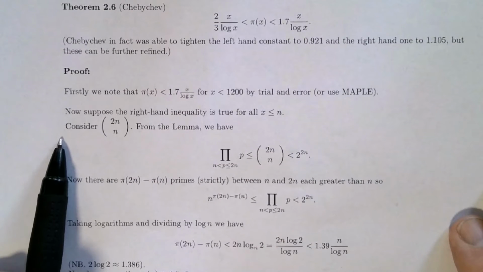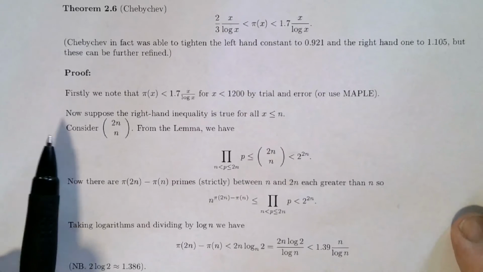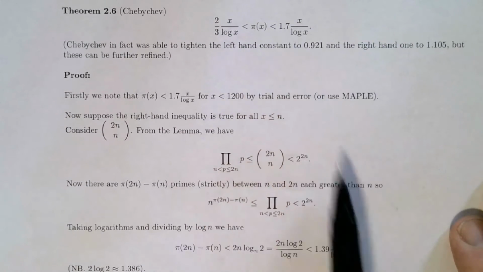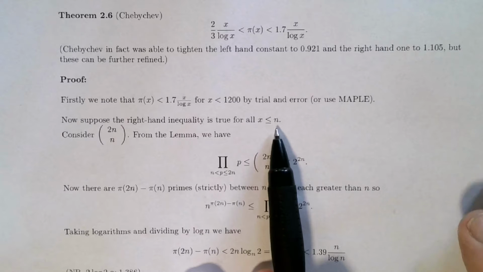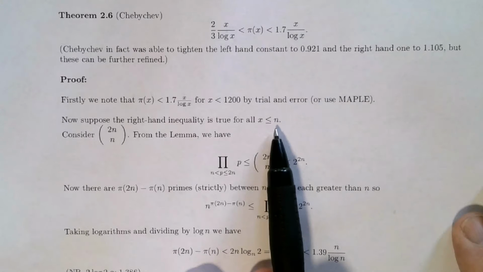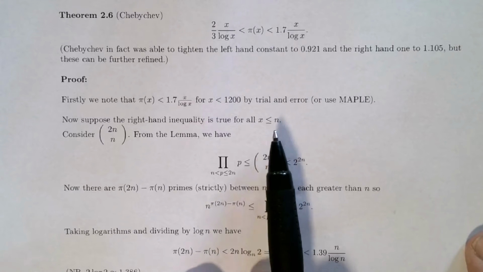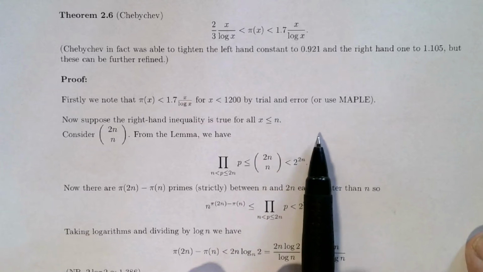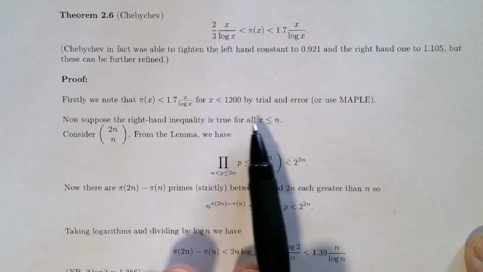Now, normally with induction, you assume it's true for, say, n-1 and prove it's true for n. This version of induction, we're going to assume that this inequality here is true for all x less or equal to n, and then we're going to prove it's also true for 2n. And then we're going to show that it's also true for 2n plus 1, and then you'll need to think a little bit to see that if you assume something is true for n, and you show it's true for 2n and 2n plus 1, then it's true for all n.